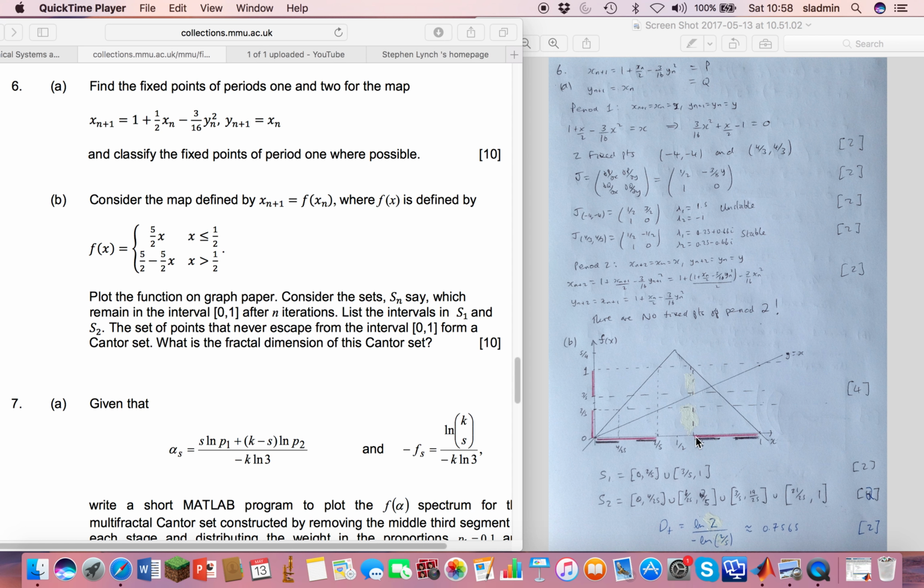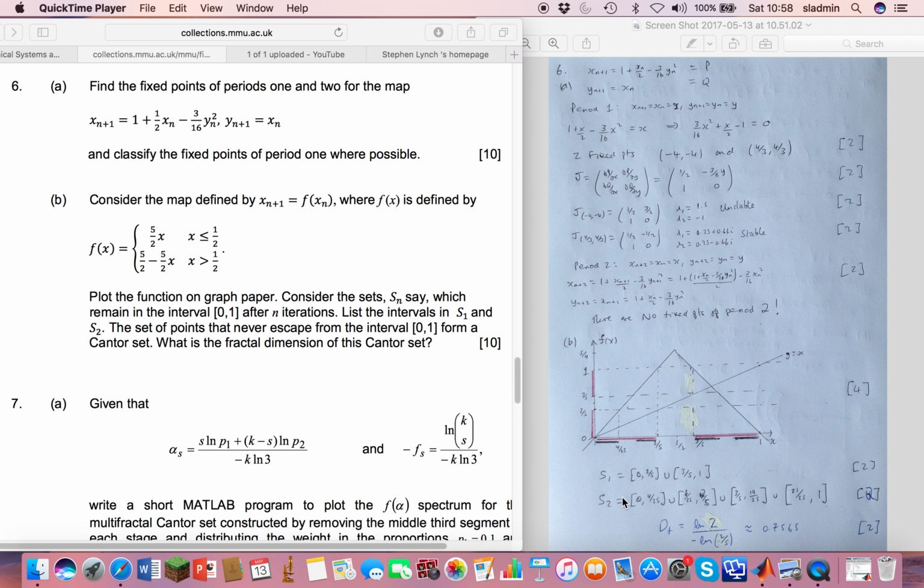And for this point here, we want to know when does 5/2 minus 5/2 x, which is this branch, equal 1? And if you work that out with simple algebra, this is 3/5. So S1 is 0 to 2/5 and 3/5 to 1.